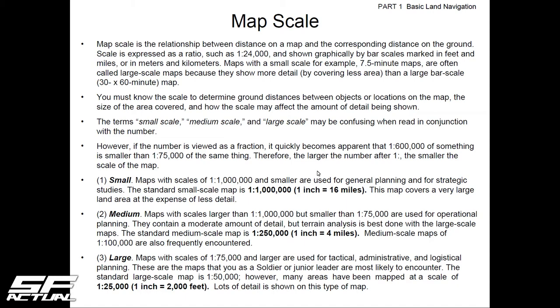Mediums are maps with scales larger than 1 to 1 million, but smaller than 1 to 75 thousand. Again, I know this is a lot of numbers. Just understand what the ratios are, and we're just going to read through this real quick. They contain a moderate amount of detail, but terrain analysis is best done with large-scale maps. The standard medium map is 1 in 250 thousandths, so here every 1 inch is 4 miles, so you're a little bit closer than the 1 in 16.